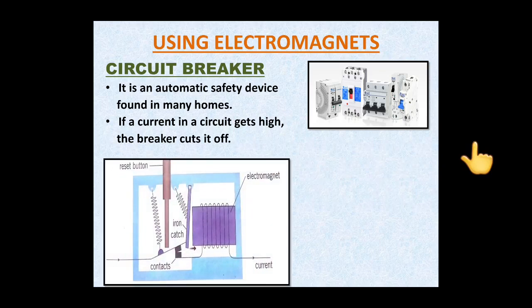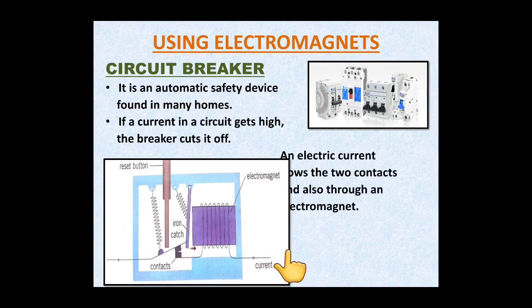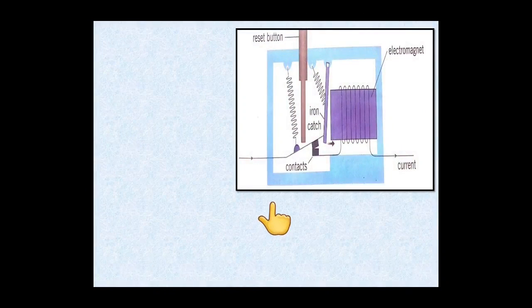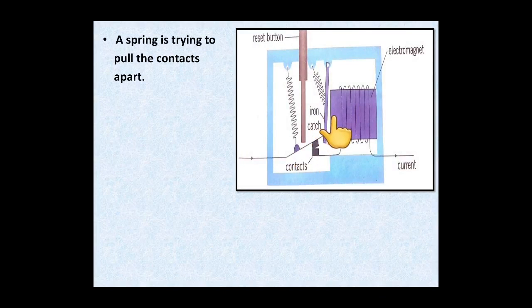This is the circuit diagram of a circuit breaker. It consists of two contacts, a reset button, an iron catch, and an electromagnet. An electric current is given to the circuit breaker that flows through the electromagnet as well as through the contacts. You can see a spring that is trying to pull the contacts apart. But there is an iron bar with a catch attached to the contacts which stops them from separating.